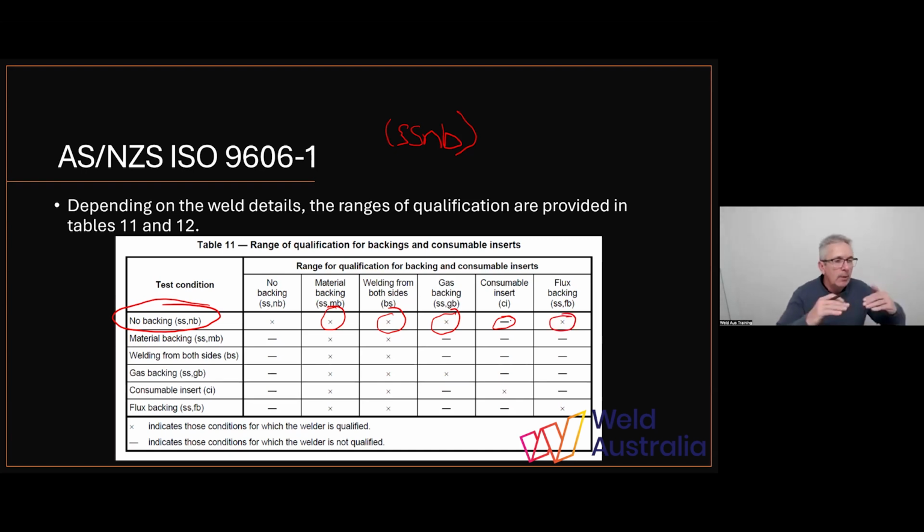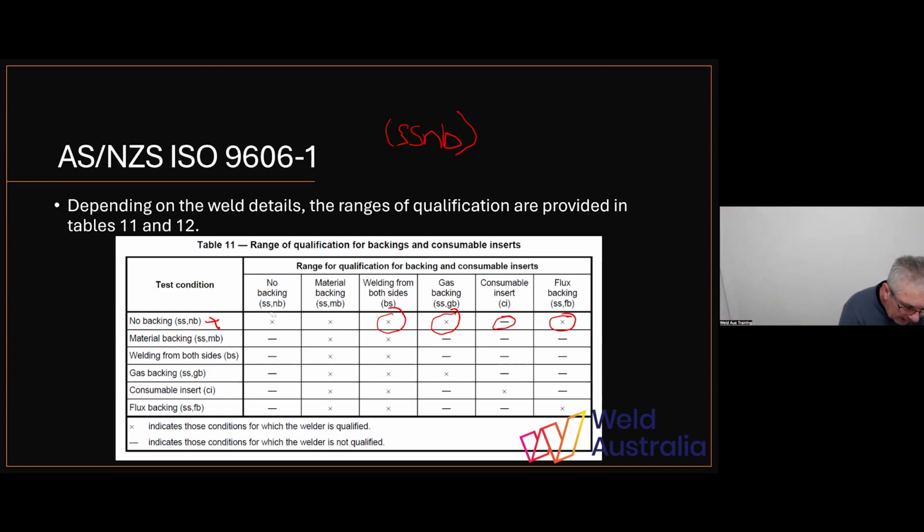When you're looking at multi-processes in particular, and you look at the first run, if it was a full penetration butt joint, that's going to be written on the designation, but it won't have this. This comes in the range of qualification. So that's where you should be looking to see that information when you're looking at the document on the right-hand side.